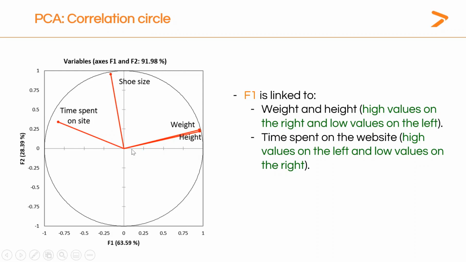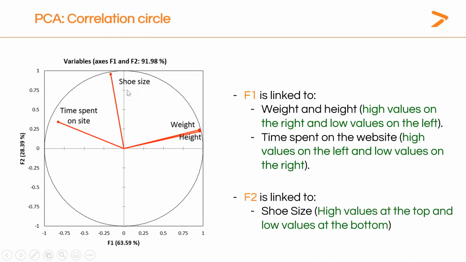So it's negatively correlated. But shoe size is almost orthogonal to F1, so F1 is not really related to shoe size. Shoe size is rather related to F2, the 2nd dimension. We have high values of shoe size at the top and low values of shoe size at the bottom.